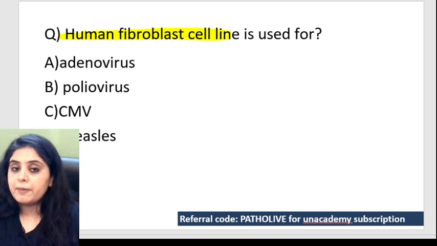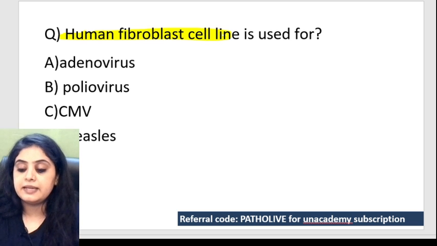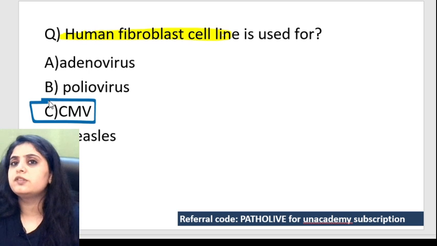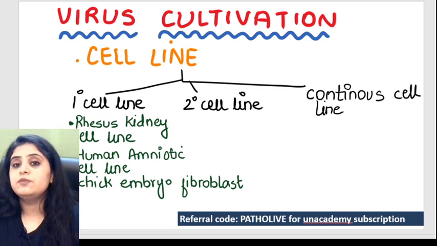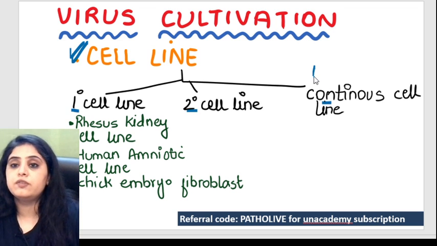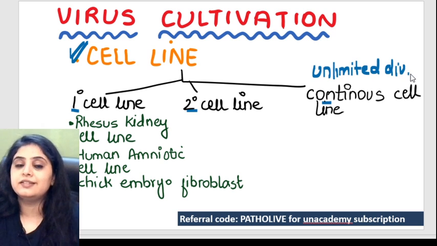So I hope you all remember again. Human fibroblast cell line is used for cytomegalovirus. So it's time for me to explain these cell lines to you and give you a better method of identification, right? So cell lines can be primary, secondary and continuous, and obviously continuous cell lines are going to allow unlimited divisions. That's why we call them continuous cell lines.